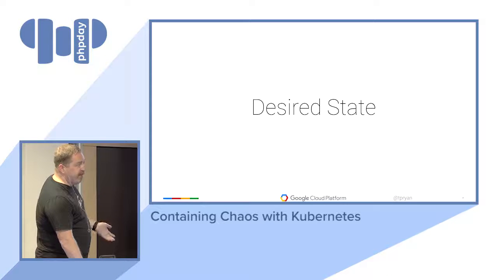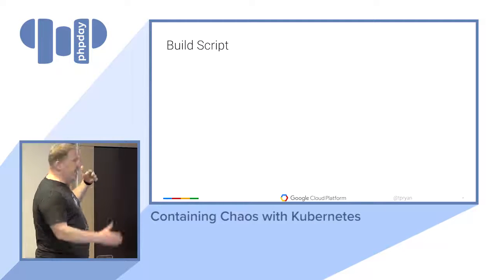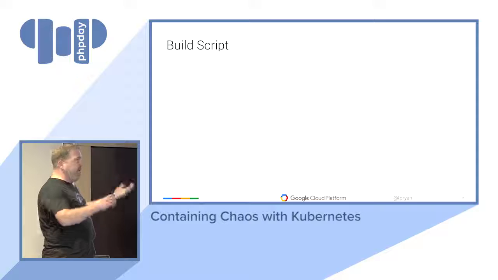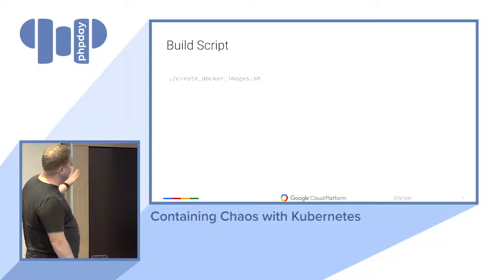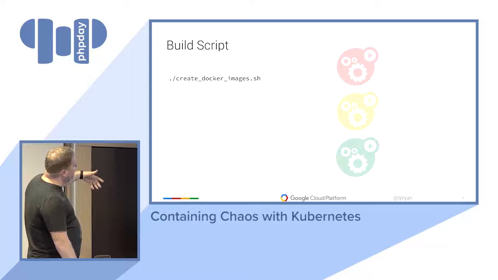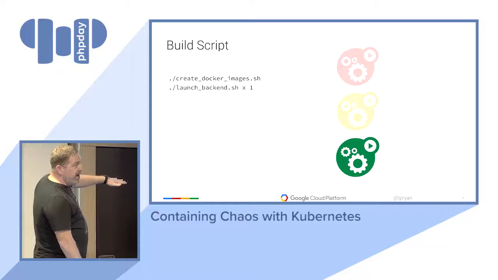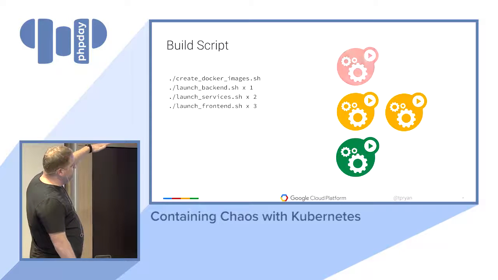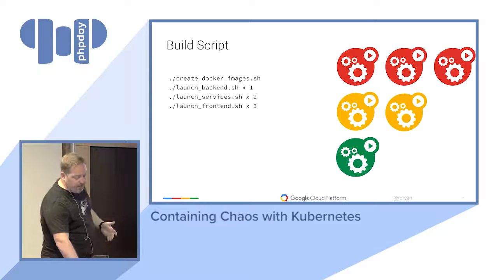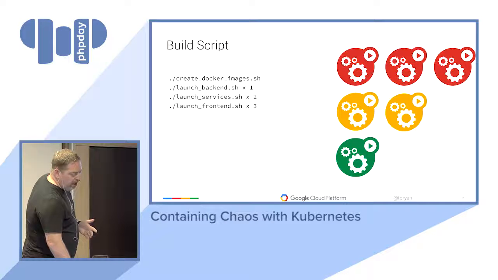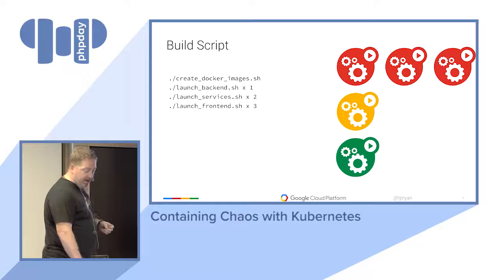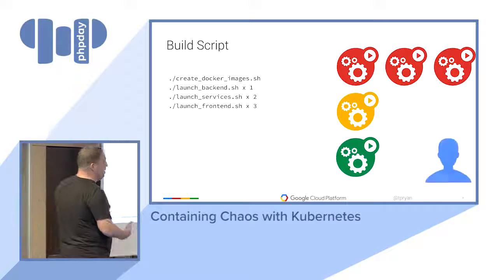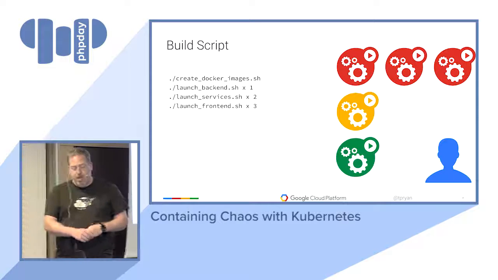The next concept is desired state. You may be familiar with the opposite of desired state, which is imperative, or just a build script, right? I say create Docker images, and then after I create the Docker images, I launch the database, because the database has to run before the API can run. Otherwise, we'll get errors. So we run the backend, and then we launch the service layer, and then after that we launch the front ends, because each one is dependent on the one before it. And if one of these machines were to blow up, someone is going to have to step in and do something about it.